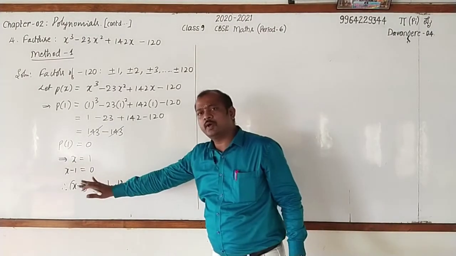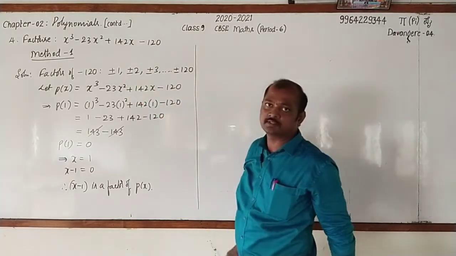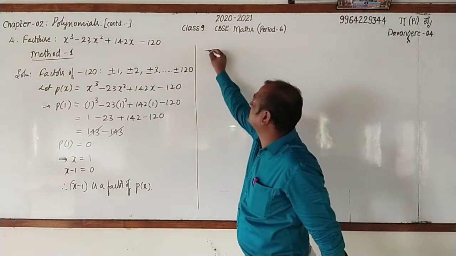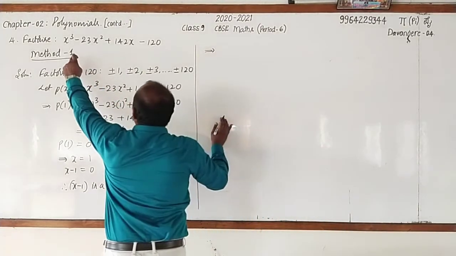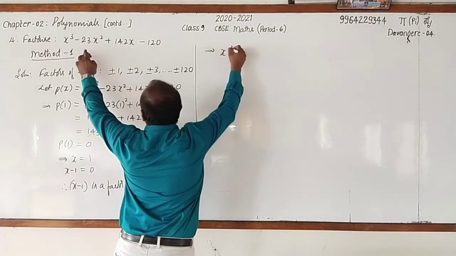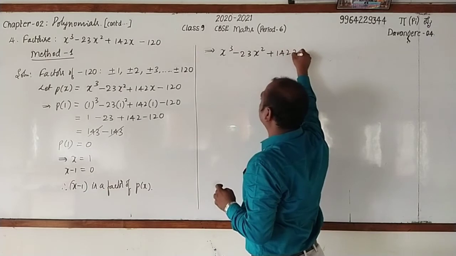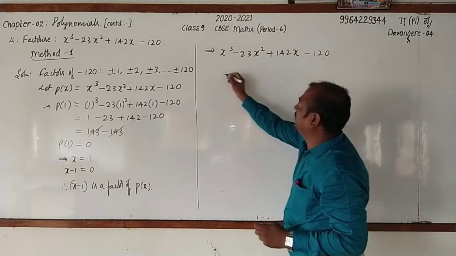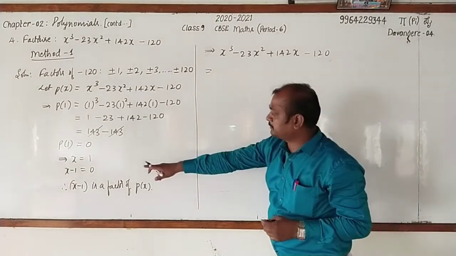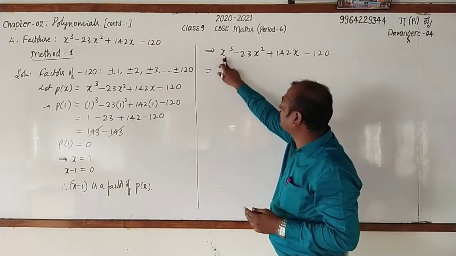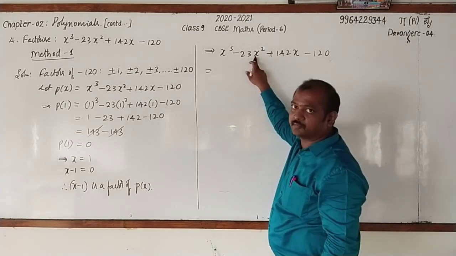Now we have got one factor, that is x minus 1. Using this, you can go for factorizing this. Let me tell you how this is. Say x minus 1 is one factor. Now here it is x cube minus 23x square plus 142x minus 120. I want to take out x minus 1 as a factor. Hence, we can go for like this. Here x cube is there. Here x square is there.